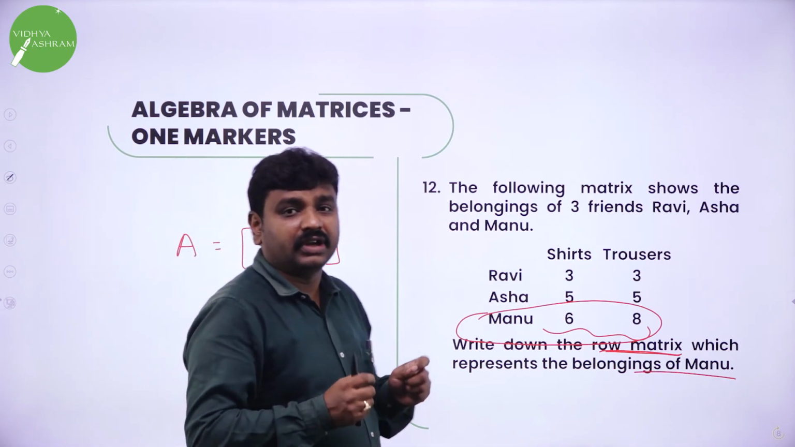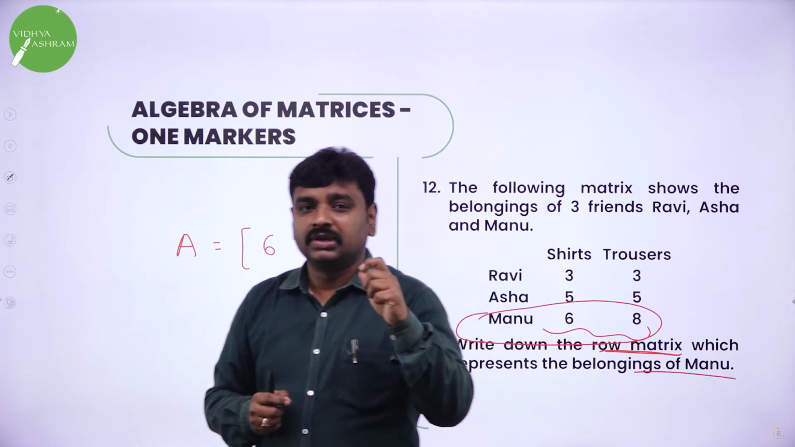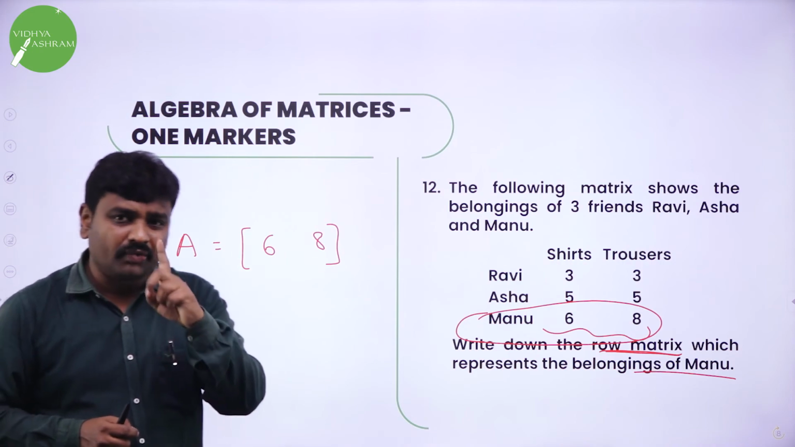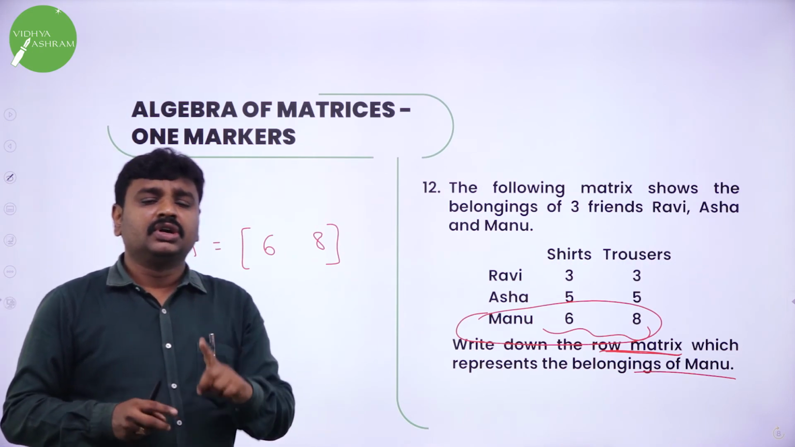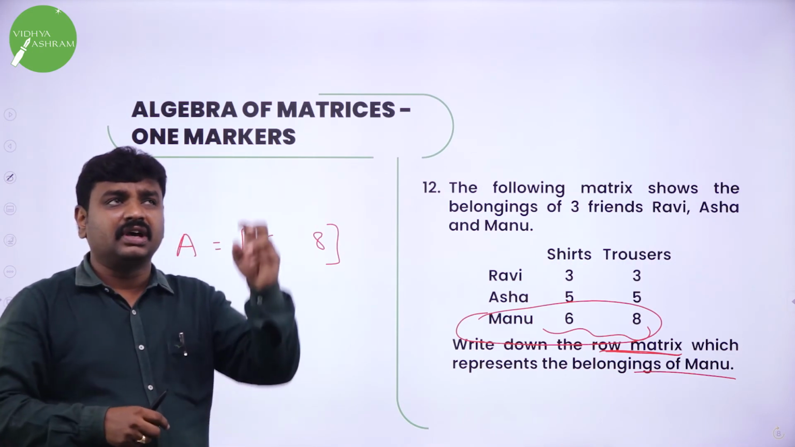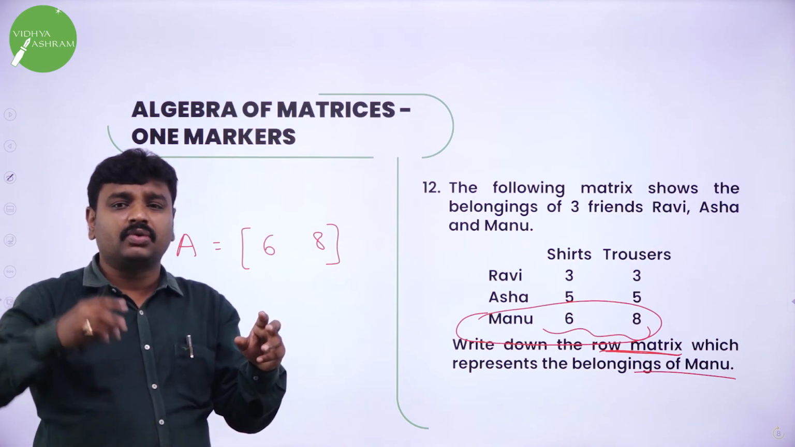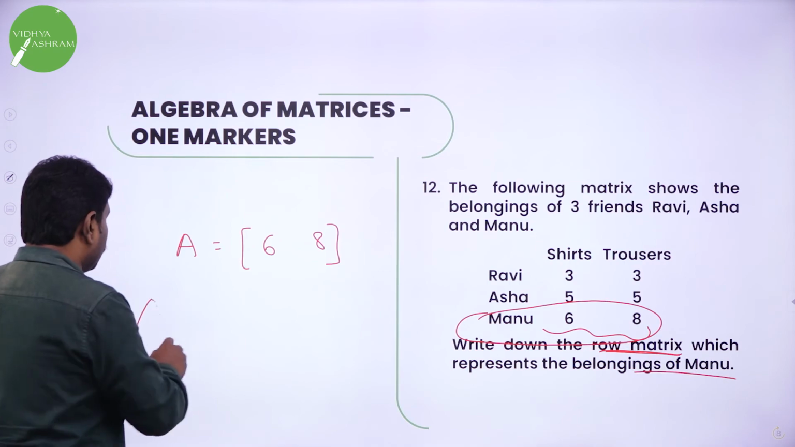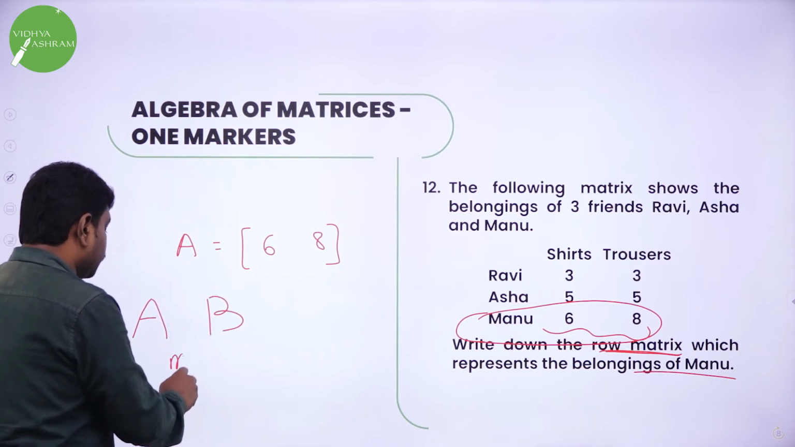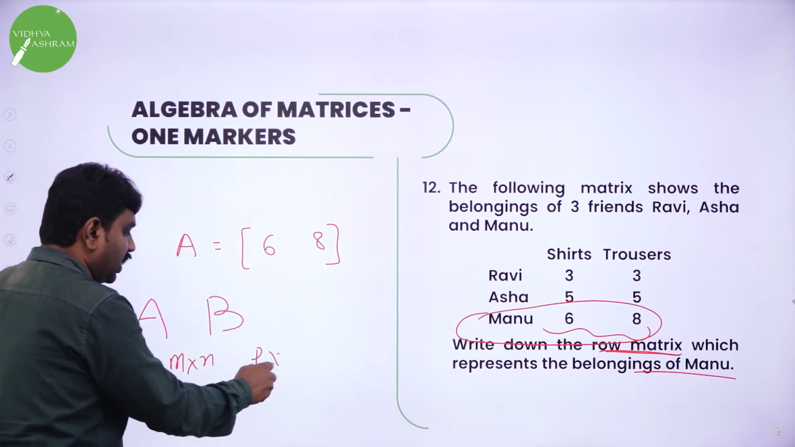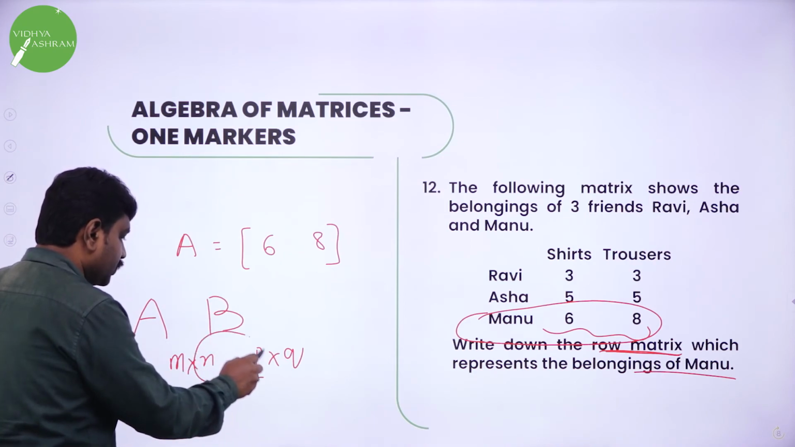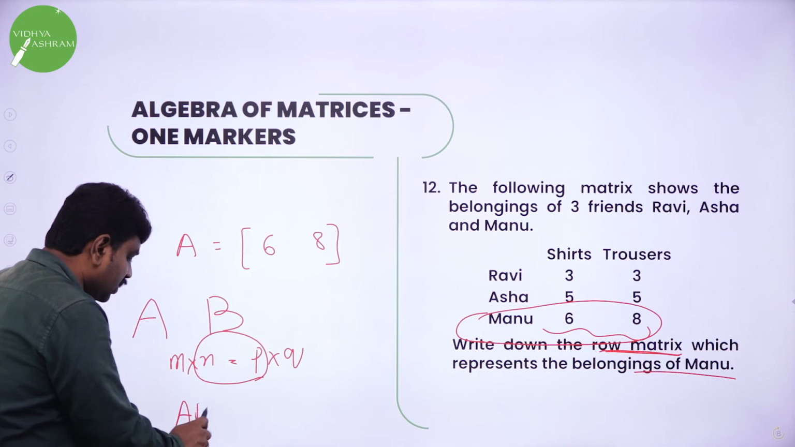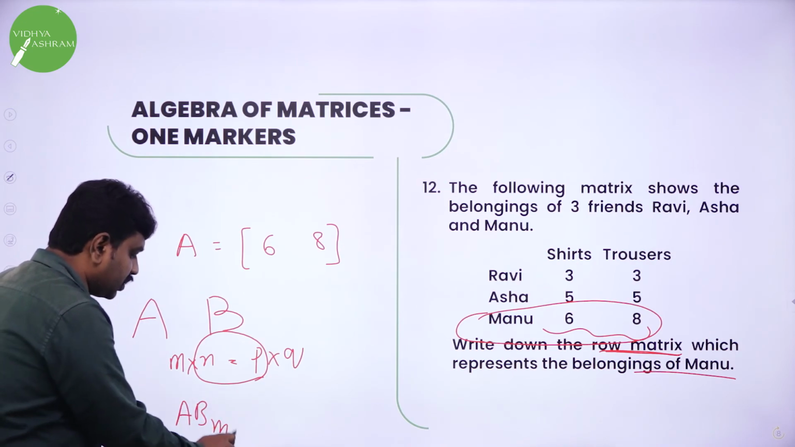So by now I have done 1 markers. First we started problems on matrix multiplication. You know when you can multiply matrices? Two matrices can be multiplied if the number of columns of the first is equal to the number of rows of the second. So if you want to find AB, first you should see the orders m cross n and p cross q. Number of columns of the first should be equal to number of rows of the second. After you find AB, the order of AB will be m cross q.